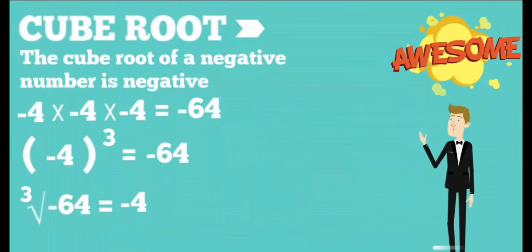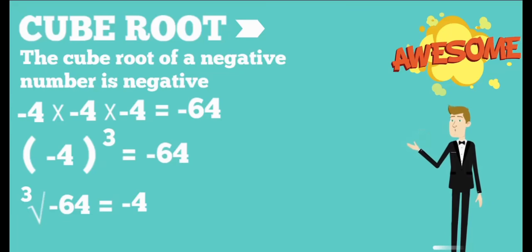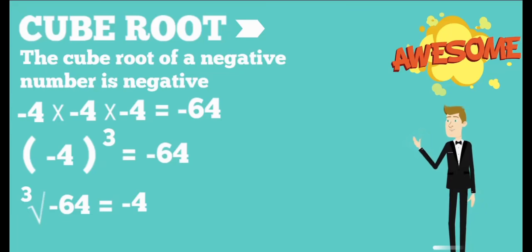The cube root of a negative number is negative. Minus 4 times minus 4 times minus 4 equals minus 64. Minus 4 in brackets to the power of 3 equals minus 64. The cube root of minus 64 equals minus 4.